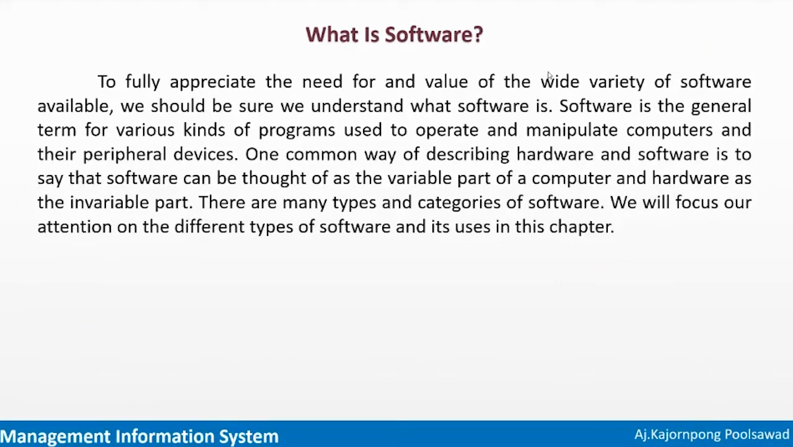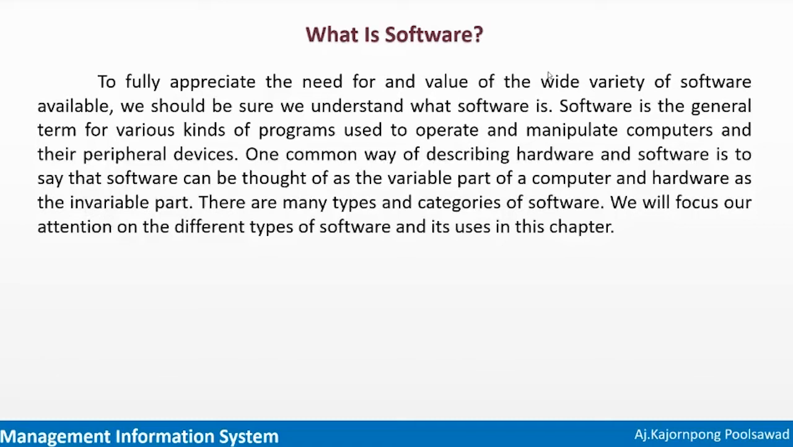Okay, one common way of describing hardware and software is to say that software can be thought of as a variable part of the computer. The software is kind of one part that is important to process and understand how the mechanics work. There are many types and categories of software, and we will focus on the different types of software in this chapter.